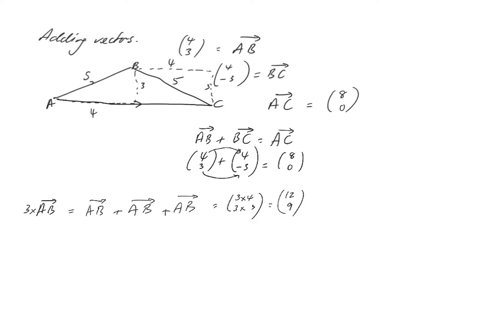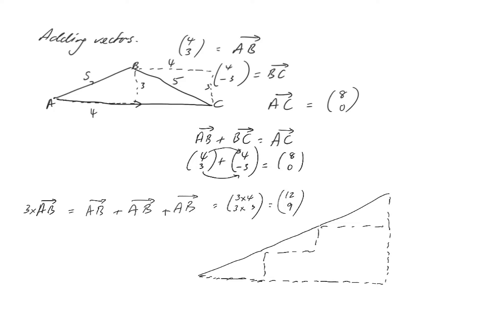And what does that look like as my actual vector? Well, there's my first vector, and it's the same thing. It's just a lot further. And you can see that it's either that, plus that, plus that, or the resultant vector of 3AB is all the way across there to 12, and then up to 9. So that's how you multiply vectors by a scalar.